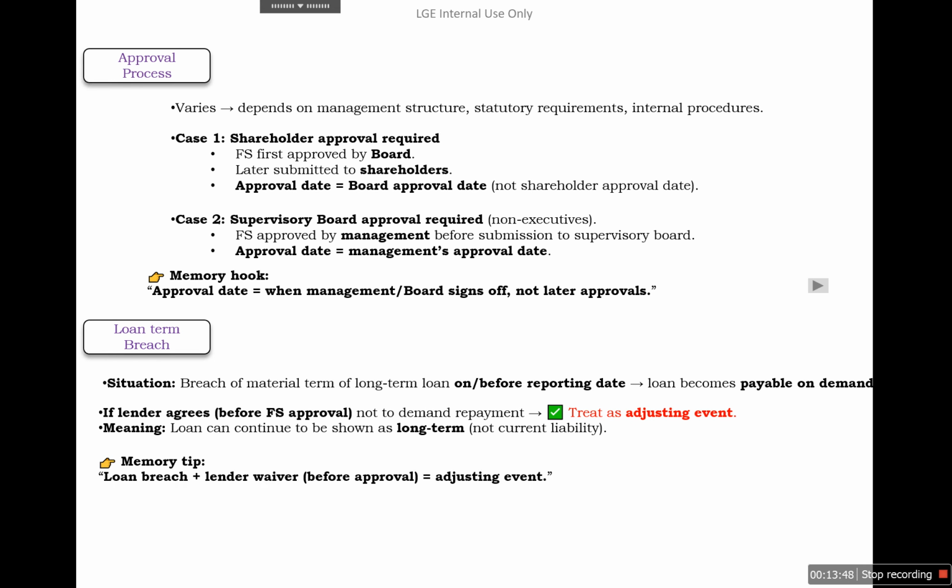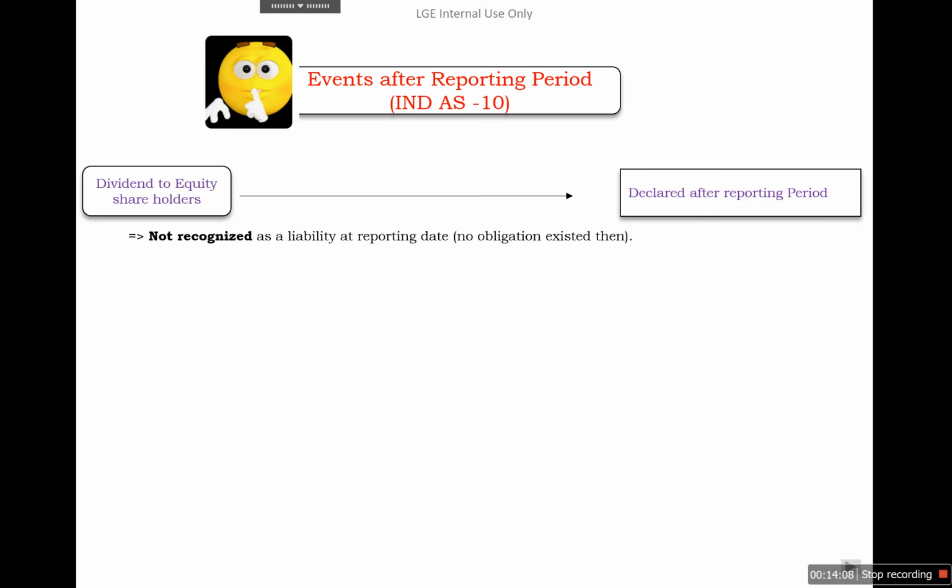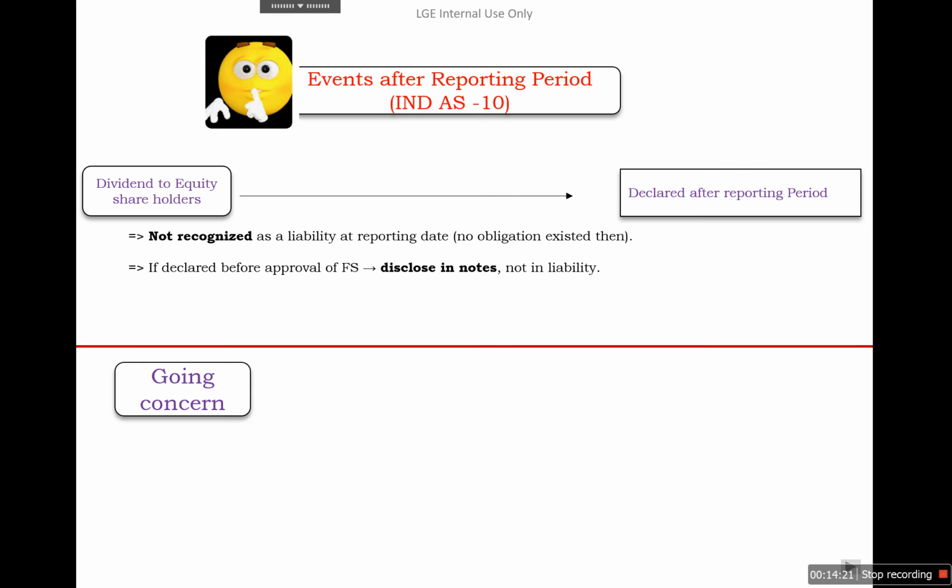So here we can remember that if there is a loan breach and the lender provides the waiver before the approval of the financial statements, it will be considered an adjusting event. Next is about the dividend to the equity shareholders. If it is declared after the reporting period, it will not be recognized as a liability at the reporting date because on that date no obligation existed. And if declared before the approval of the financial statements, we need to just disclose it in the notes, not in the liability.